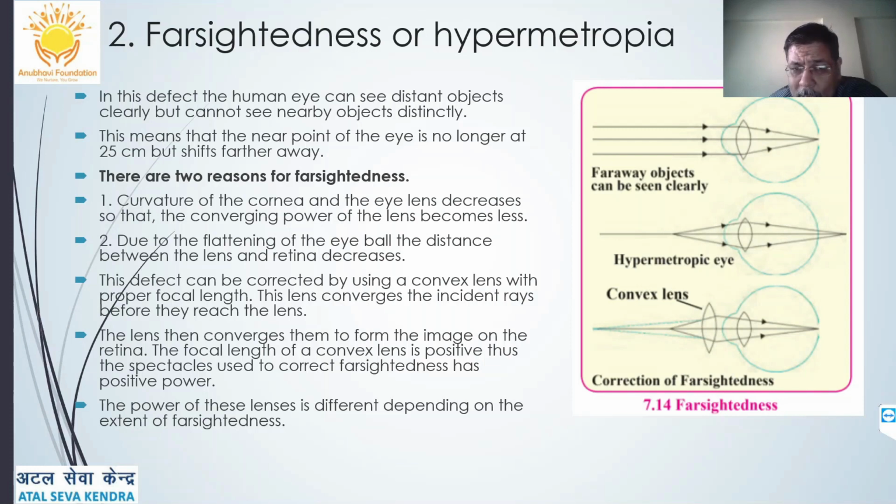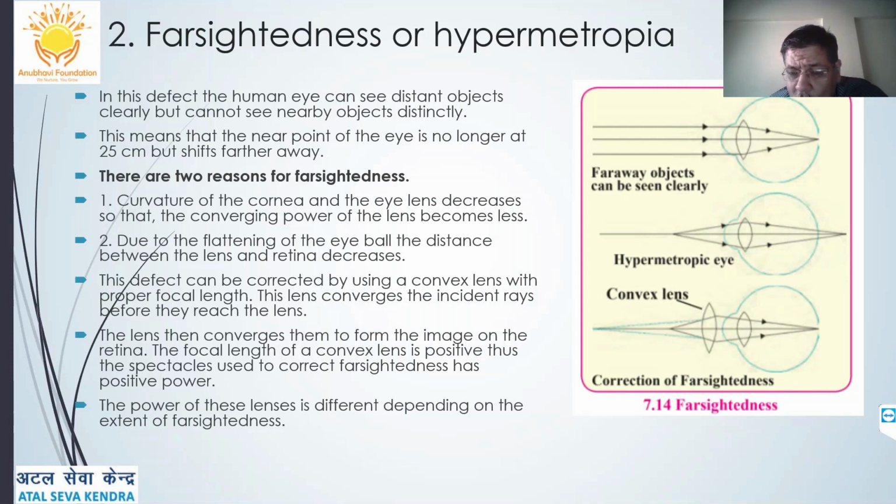There are two reasons for far-sightedness. The first is that the curvature of the cornea and the eye lens decreases, so the converging power of the lens becomes less. The second is that the eyeball gets flattened. Therefore, the image of the object falls beyond the retina, and a proper sharp image is not formed on the retina.